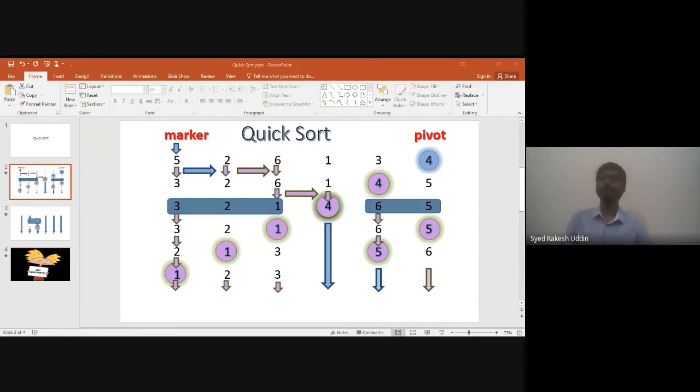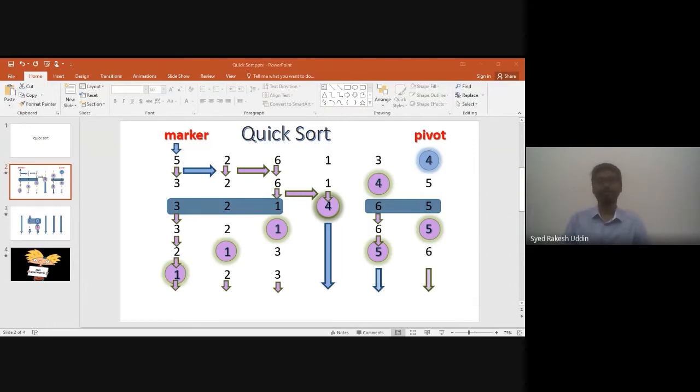Okay, then 3 is the marker and it is smaller than the pivot. So simply the marker takes the position of its immediate right and the other elements will remain in the same position. And again 2 is smaller than the pivot. So we will do the same here again. Then here comes 6 and 6 is greater than the pivot. So it will follow the first rule and do the quicksort swapping again.